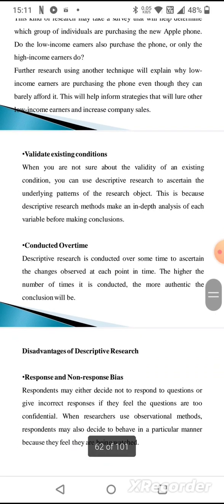Next is validating existing conditions. So what do you mean by that? When you're not sure about the validity of an existing condition, you can use descriptive research to ascertain the underlying patterns of the research object, because descriptive research methods make an in-depth analysis of each variable before making conclusions.